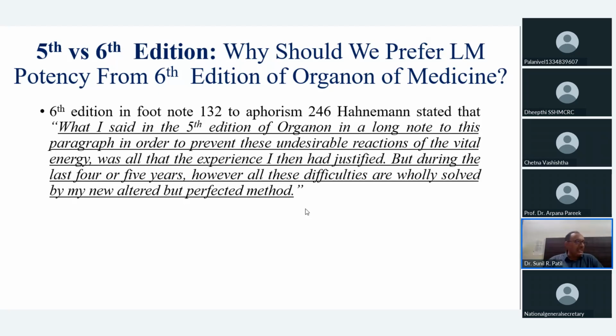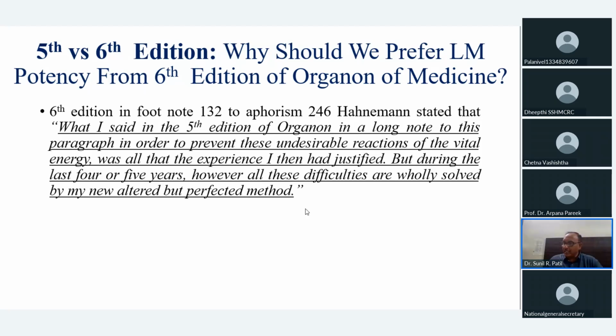Okay. Actually, in this sixth edition, the LM potencies were introduced by Dr. Hahnemann. Before this, in the fifth edition of Organon of Medicine, the centesimal scale of potency was introduced. However, Dr. Hahnemann in his experiments found that the centesimal potency brought unbearable aggravation to the patient's economy and delayed the process of cure.